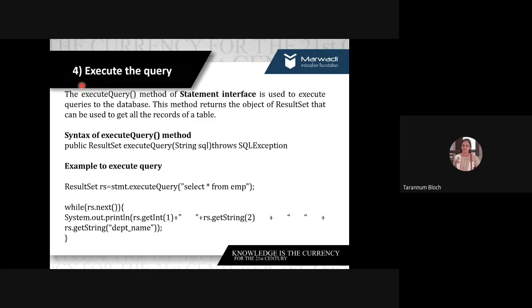Now, step number 4, to execute the query. A query can be executed in two major ways. Either it will be the DQL query. DQL is a select query, select or select with where and all. It could be static or dynamic, doesn't matter, but ultimately it's a select query. Whenever you have a select query, you can execute it with the help of the executeQuery method, which will return you the result set, and you can access that result set using the while loop.